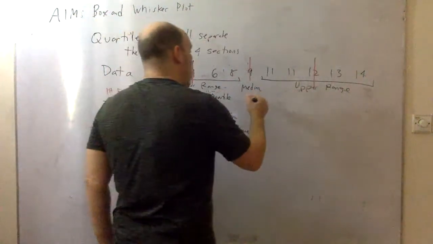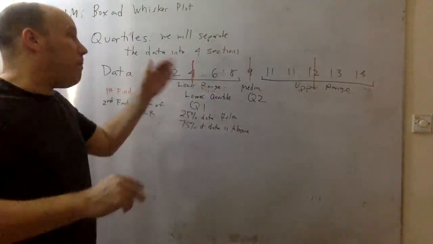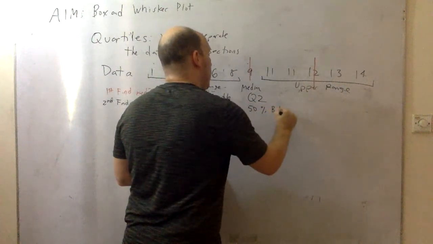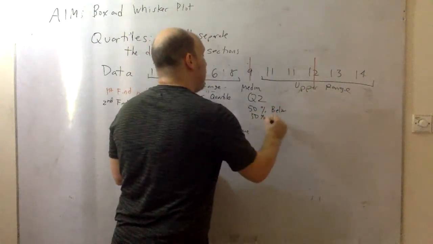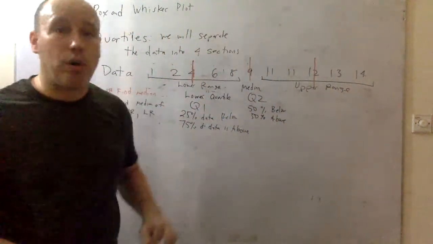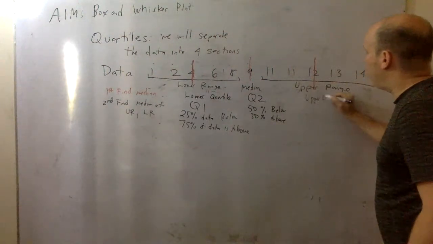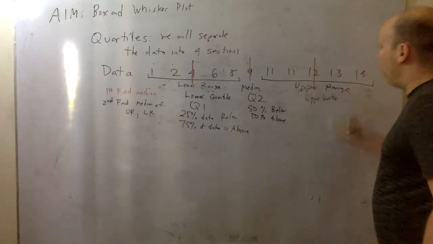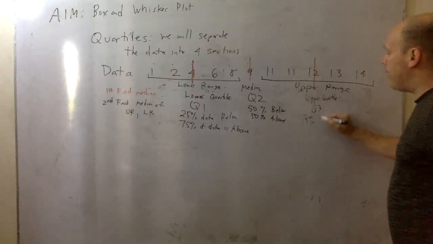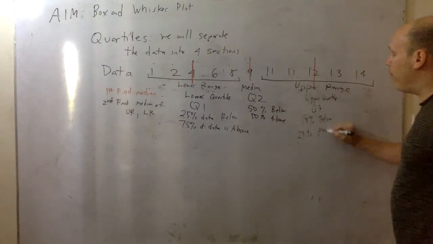We're just going to call this Q2. This is the median of all the data, and it's the median because 50% of the data is below, and 50% of the data is above. Last, we have our third quartile. This is known as our upper quartile. We're going to call this Q3. And once again, 75% of the data is below, and 25% of the data is above.